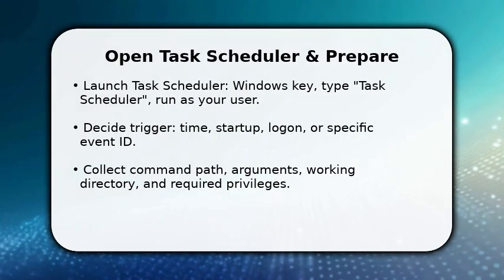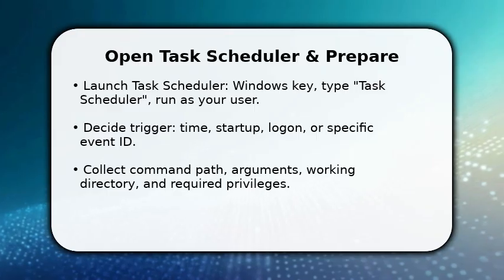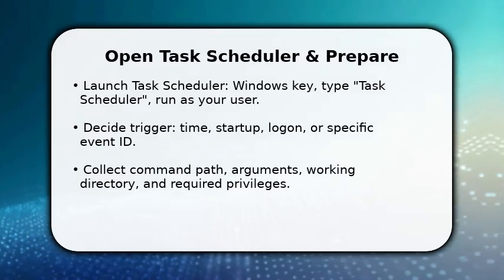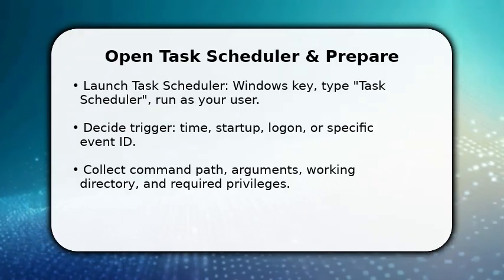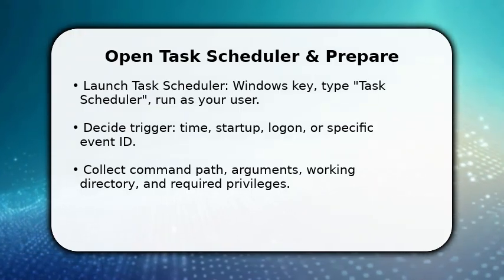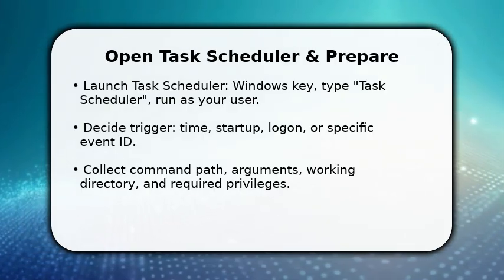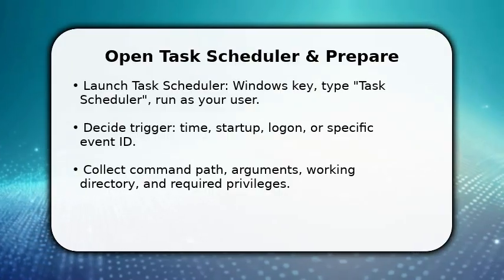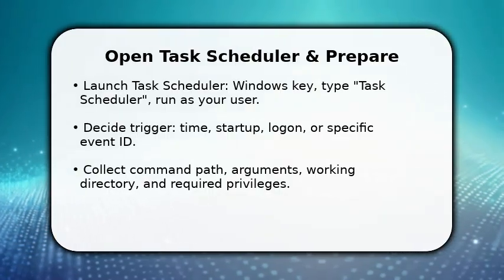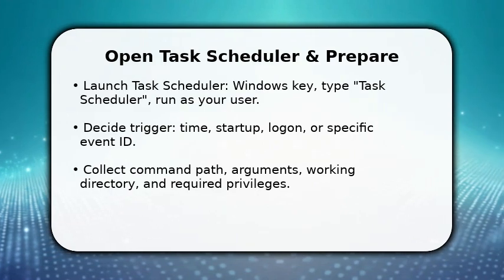You'll start by opening Task Scheduler and preparing everything you need. First, run Task Scheduler as your user. This gives you the correct context. Next, choose a trigger: time, at logon, at startup, or an event ID, because that decides when your job runs. Make sure you have the program path, any arguments, the working folder, and whether it needs elevated rights. Once done, you'll be ready to create a basic task and set up the principal information without wasting time on trivial settings.